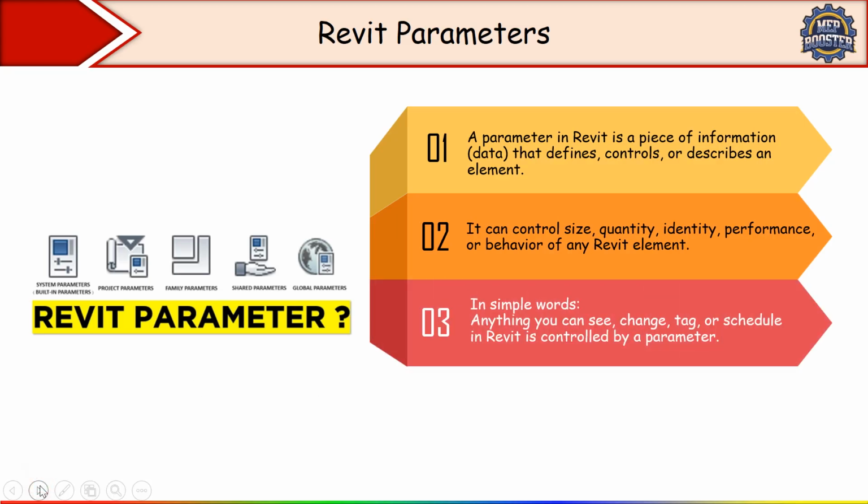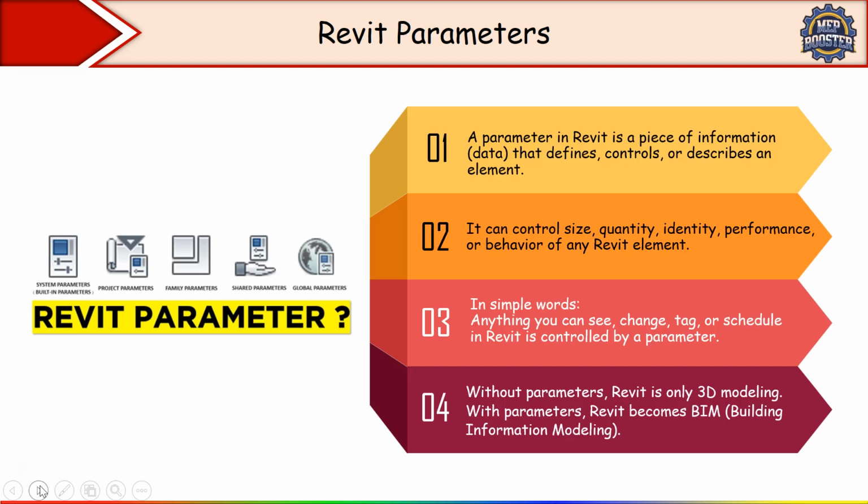Now here one point is given: in simple words, anything you can see, change, tag or schedule in Revit is controlled by a parameter. So this is a very important line. If you can see it, edit it, tag it, schedule it, then it is a parameter. Simple. Okay, is it clear?